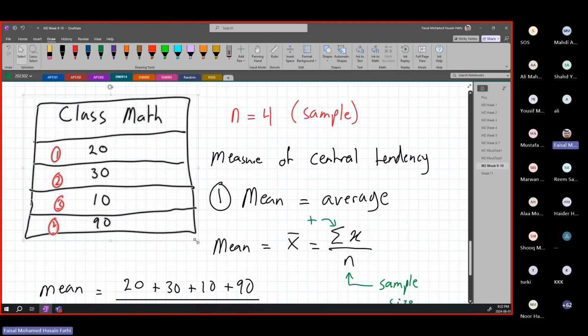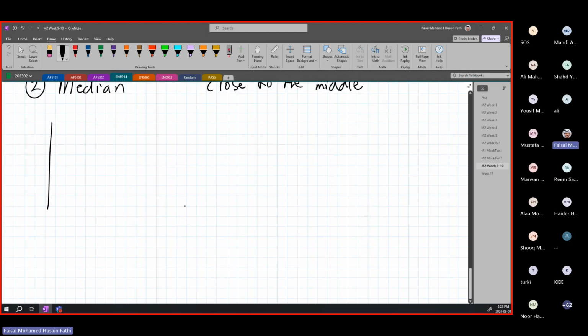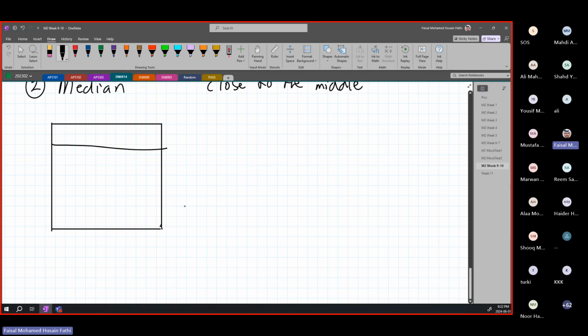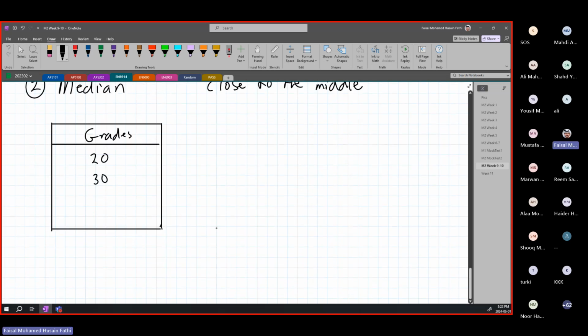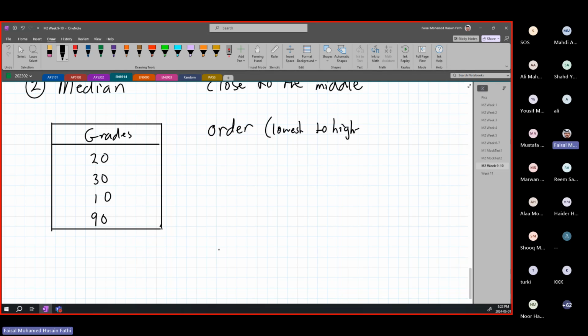If we take the same example again, let me actually draw it a bit more neatly. So if we take this example, we had 4 different values, all right, so this was math class, so the grades. We had 20, 30, 10, and 90. To find the median here, we are going to have to first order them, from lowest to highest. Okay? How do we do that? It is going to be 10, that is our smallest, then 20, then 30, then 90.